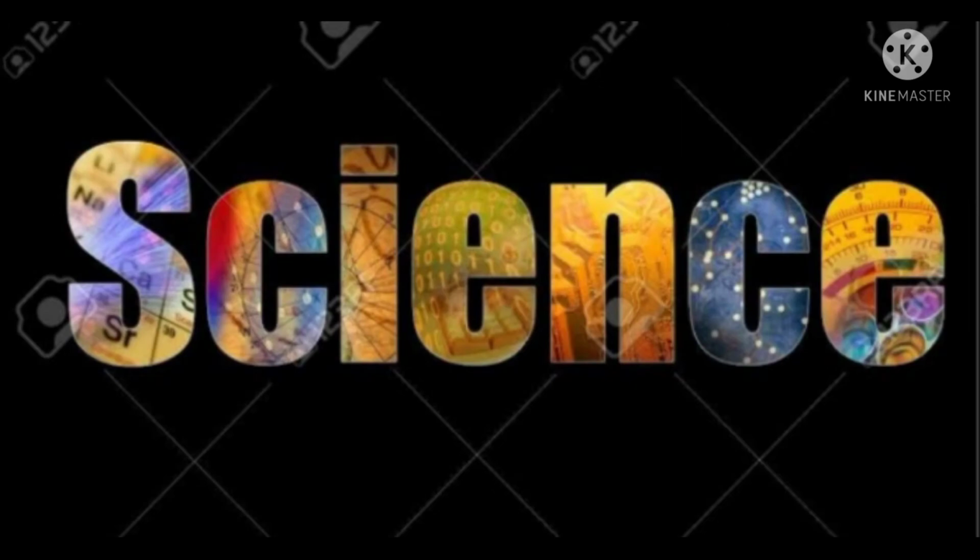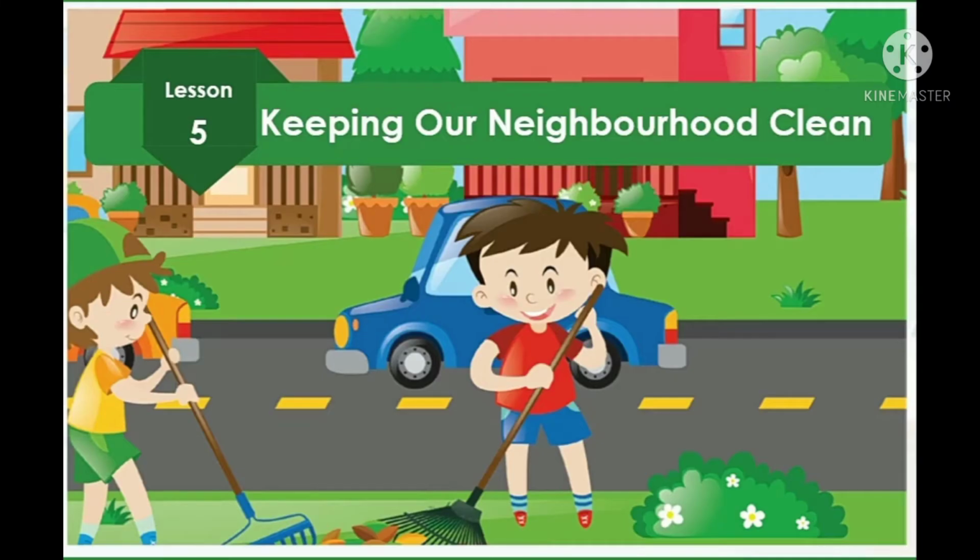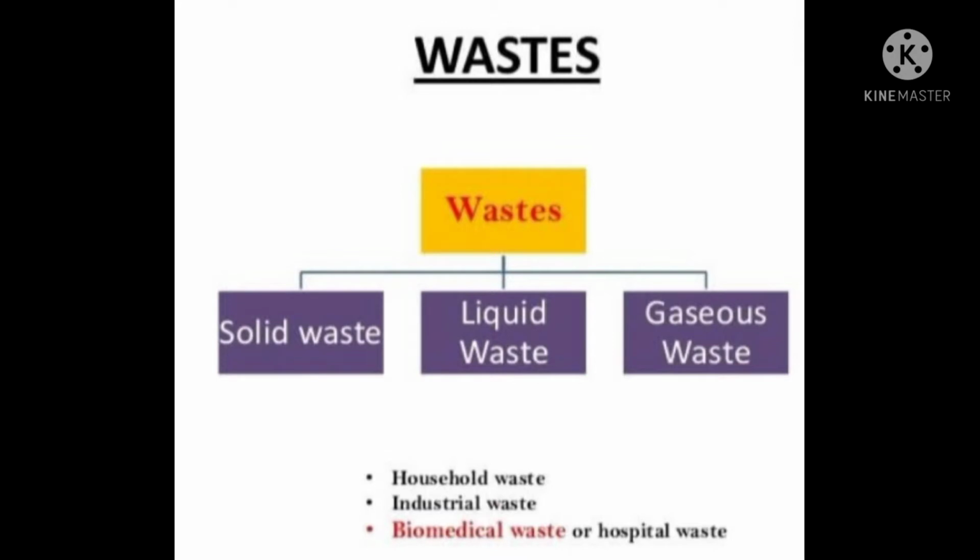Now let us enter into the subject science. Yesterday we were learning about lesson 5, keeping our neighborhood clean, children. In that we learnt about waste and its types. What is waste, children? The unwanted material that is of no use is called waste. There are three types of waste, children. What are they? Solid waste, liquid waste and gaseous waste.